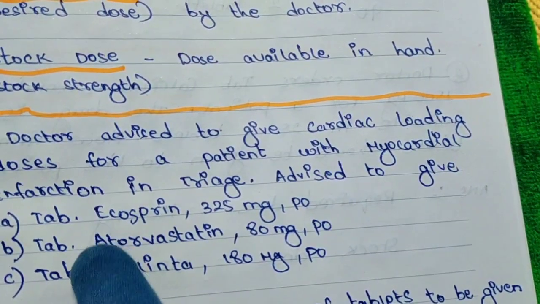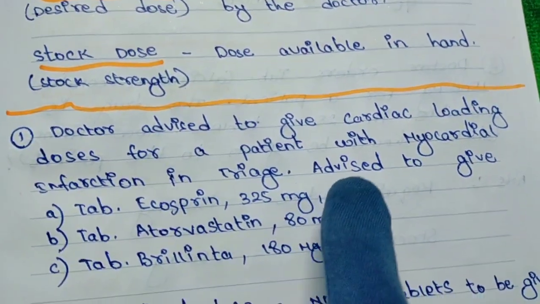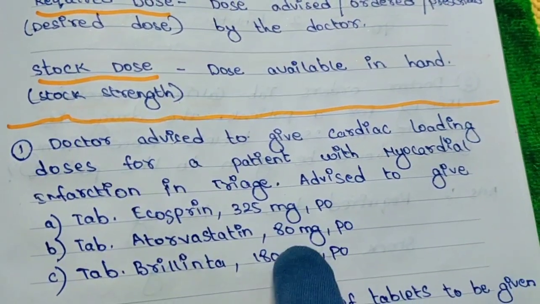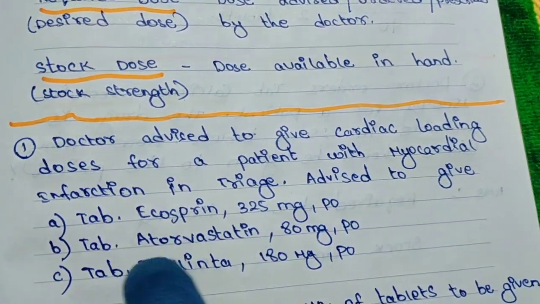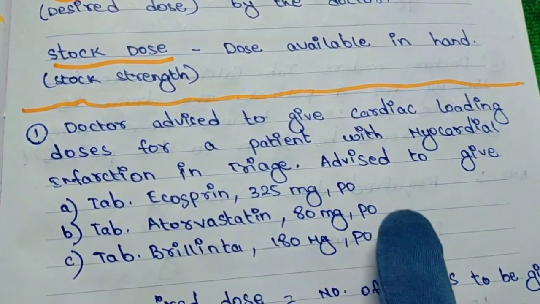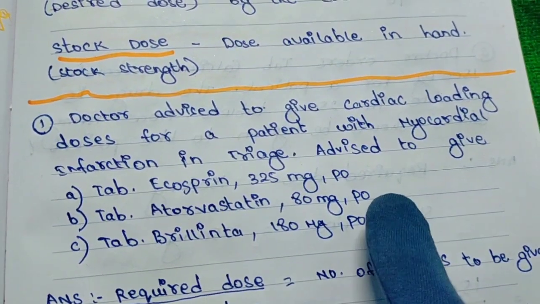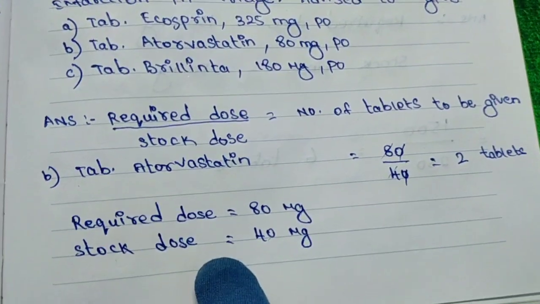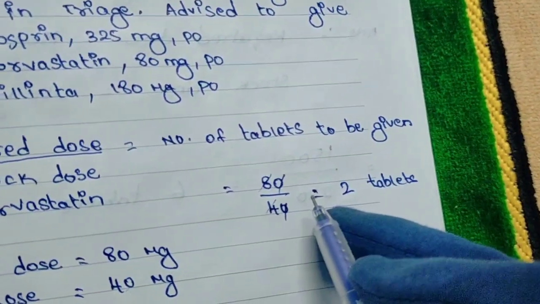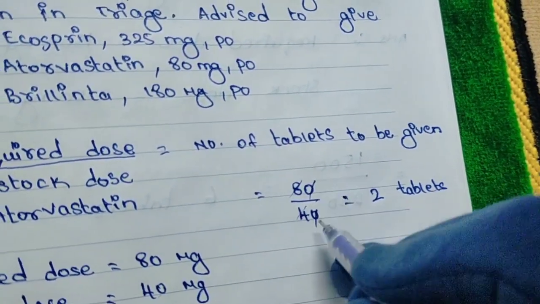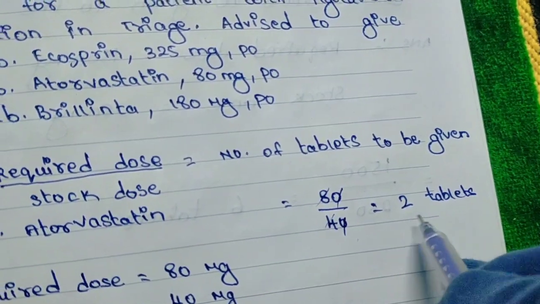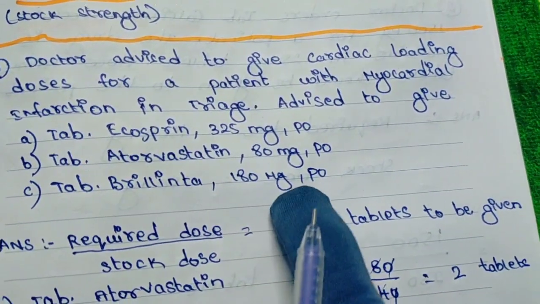Okay, the first drug in the cardiac loading dose is ecosprin 325 mg, and the stock dose is also 325 mg. Order dose 325 mg, stock dose 325 mg. So nothing to calculate, same tablet, one tablet we have to give. Whereas tab atorvastatin is ordered 80 mg, and the stock dose we have is 40 mg. So we have 40 mg in hand and the ordered dose is 80 mg. When we put this in the formula, required dose by stock dose, so 80 divided by 40. When you cancel this 0 out, 4 2s are 8, so it is 2 tablets. So we have to give 2 tablets of atorvastatin to get 80 mg.